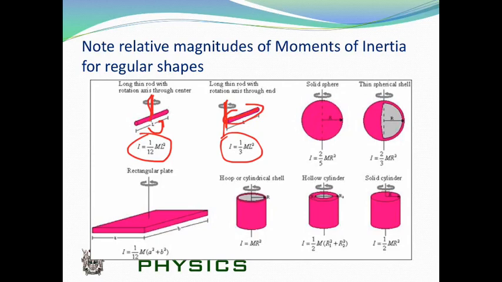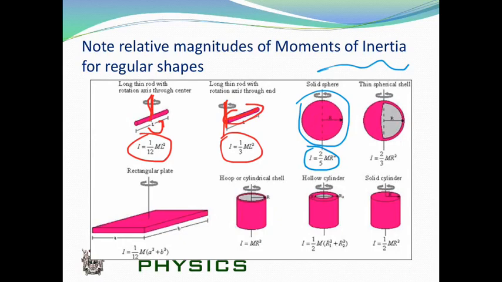Now check out the spheres. In this case, you have a solid sphere. Think about a solid ball of chocolate. If you want to rotate it around an axis that goes through the center, it turns out that its moment of inertia is 2/5 mr squared, where r is the radius of the sphere and m is the mass of the sphere.